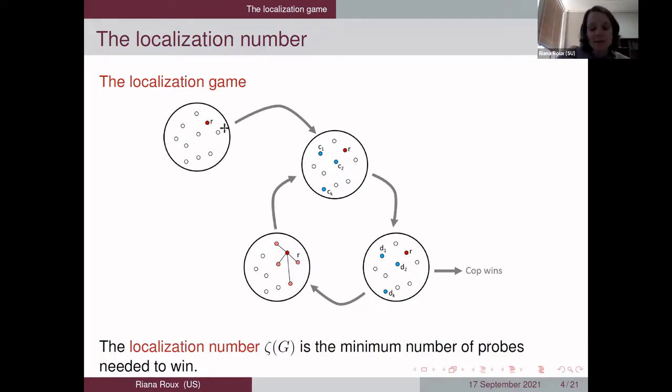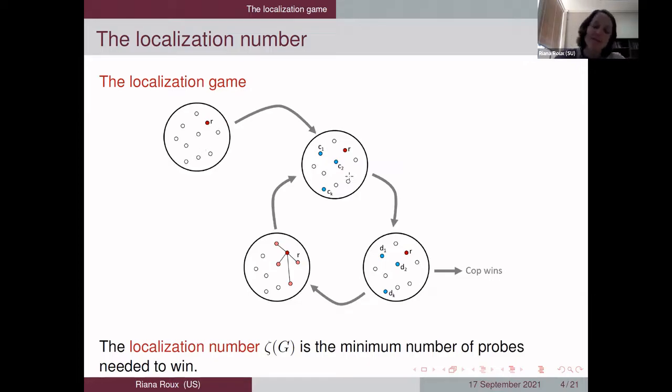So when we think about the cops and robber game, the cops always knew where the robber was, and they just chased him around. In the localization game, the cop has no idea where the robber is when they start. The aim of the game is to locate the robber, not to catch him, to locate him. Catching is someone else's problem. So when we start, it's an unknown position for the robber.